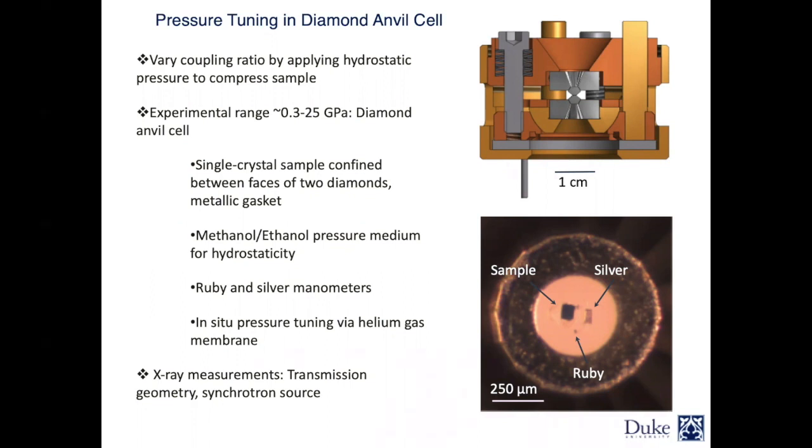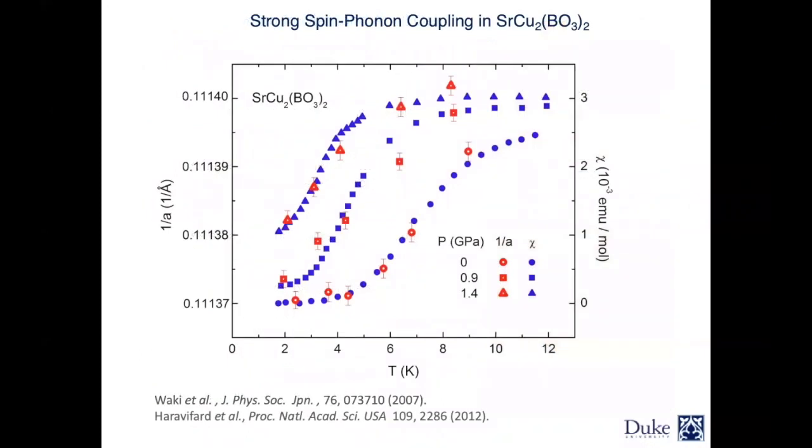Here you're looking at the diamond anvil cell. This is the sample chamber. These are the two dimers. This is the sample, with silver for low temperature calibrations and ruby for high temperature calibrations of pressure. What we noticed was actually quite interesting. If you look at the susceptibility data and plot 1/A, where A, B and C are the lattice parameters.